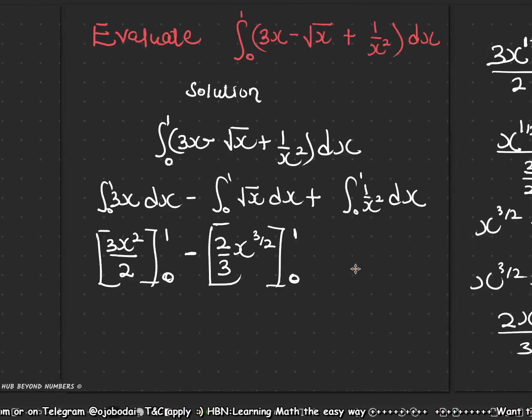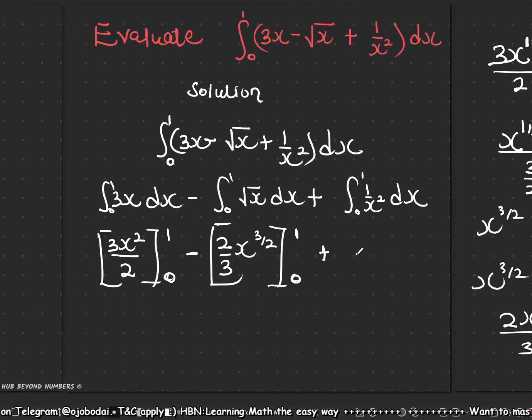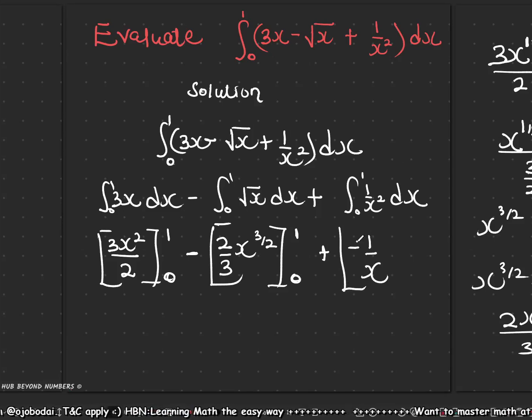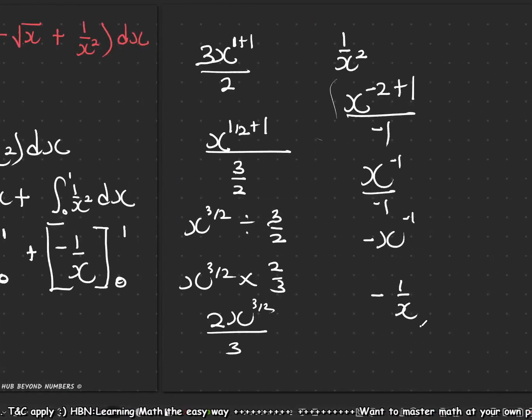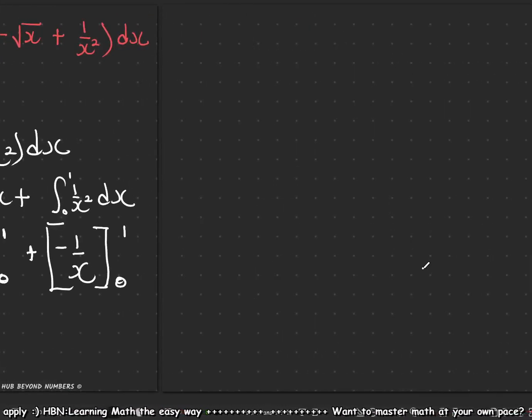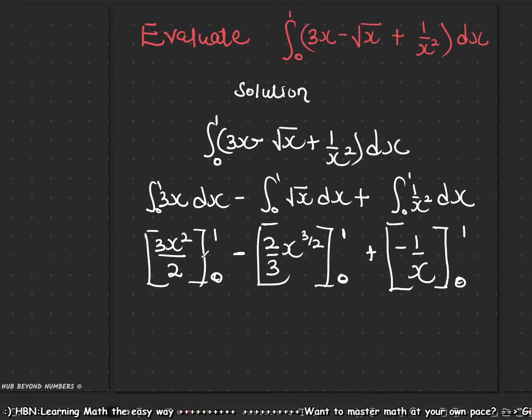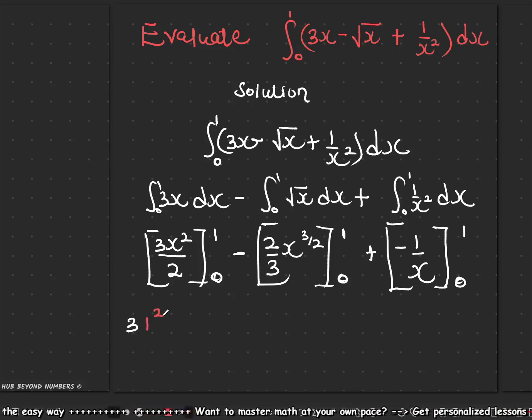So integrating this last one over here, we have plus negative 1 over x with our limits from 0 to 1. So now that we are done with the integral aspect, we now want to evaluate with the limits. So for the first one, if we put 1, we have 3, then into our bracket, we have 1 squared. You see, that 1 is for the x. So 1 squared all over 2.